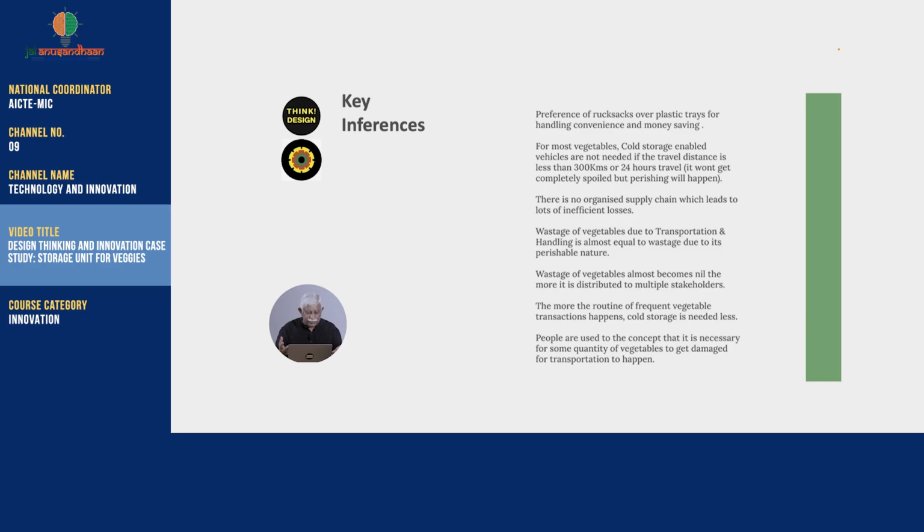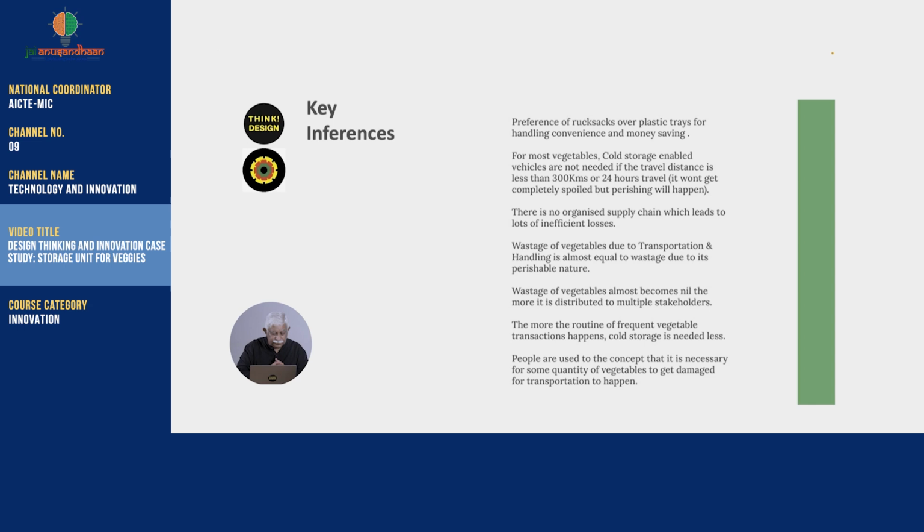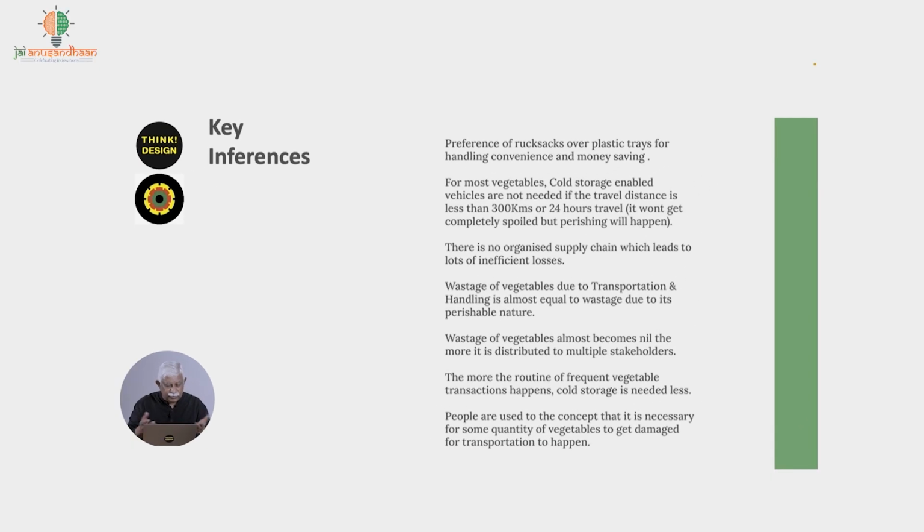The more it is distributed at multiple stakeholding places, that means if you have multiple distribution points in the journey of the vegetables, that's better. So there are many factors. People are used to the concept that it is necessary for some quantity of vegetables to get damaged when transportation happens. This is a mindset.